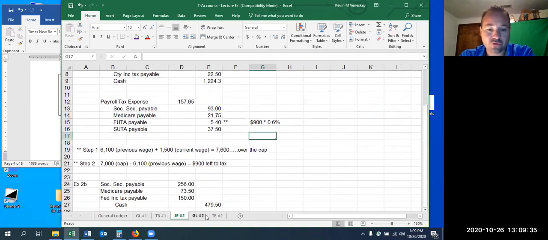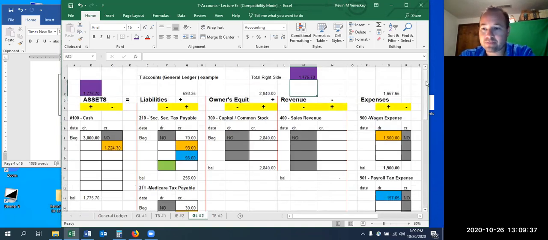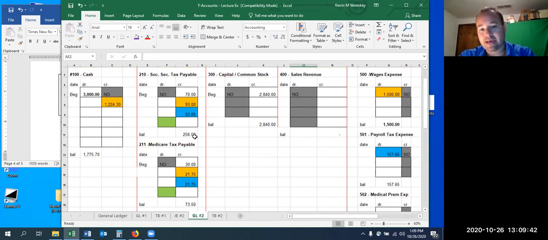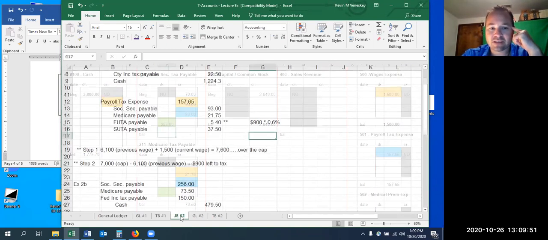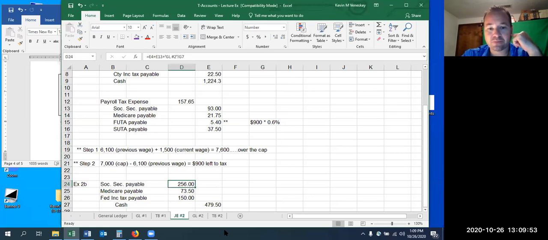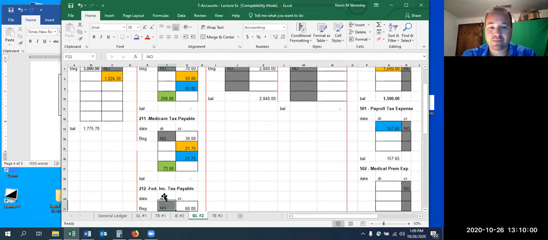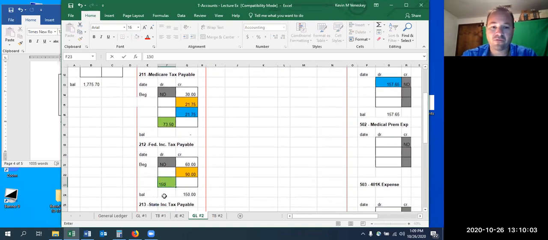So my last journal entry says it's time for me to pay my Social Security, Medicare, and federal taxes. I look up, and when I added everything up, it was $256. So now I'm going to pay that. The amount I owe needs to go to 0. So I'm going to debit $256 to Social Security. I'm going to do the same thing and put in $73.50 here. It's going to make that go to 0. And then I'm going to put in $150 for federal. That's what I owe.